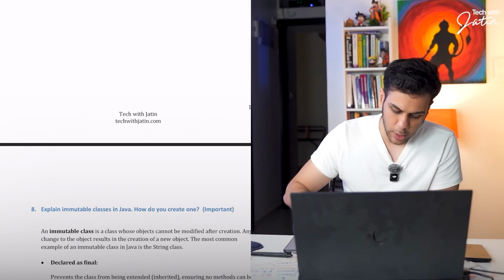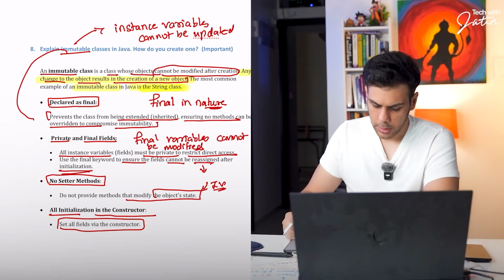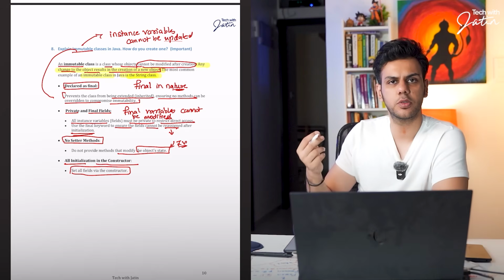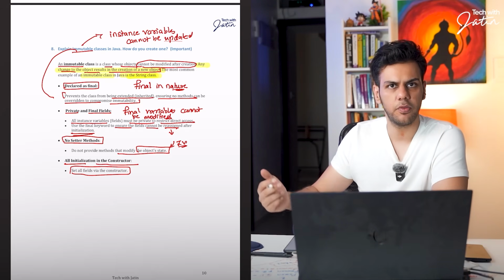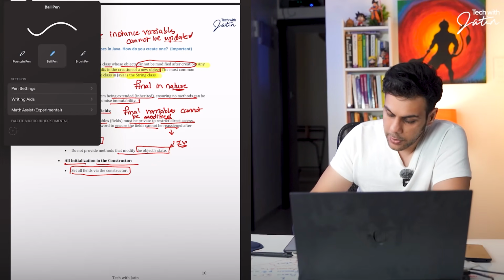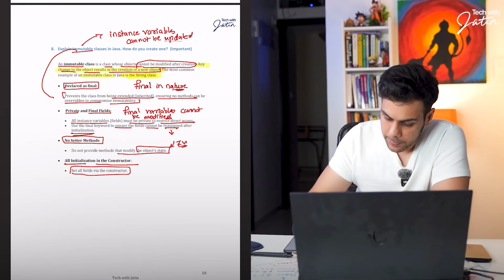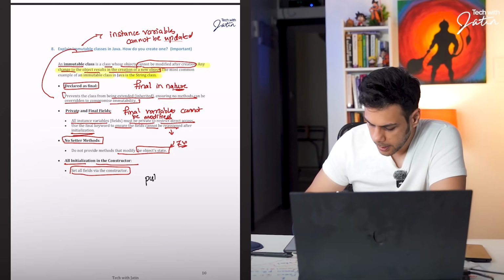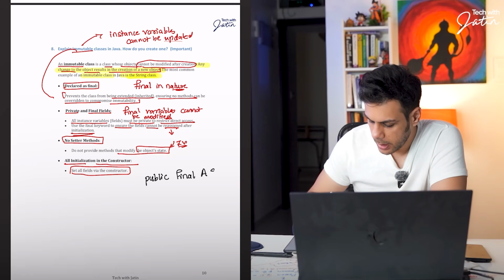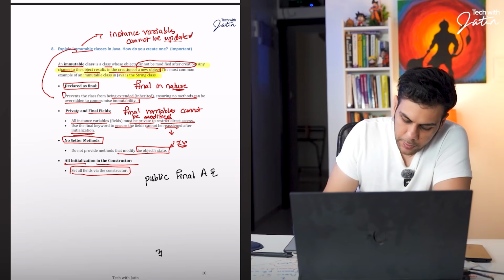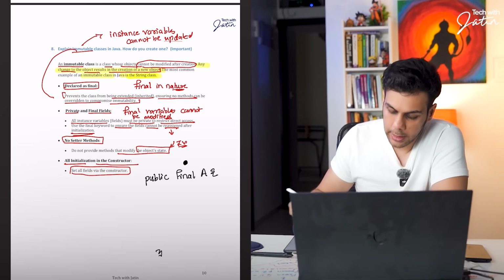Now let's try to understand how we can create one. Over here, guys, let's write a simple class so that we can understand how exactly a final class is going to look. Let's say we want to create a final class. It is going to be public final class A. A is my class which I want to make immutable. Whenever I say I'm going to have an immutable class, it is going to be final in nature.